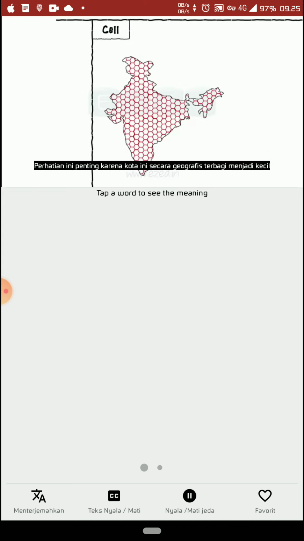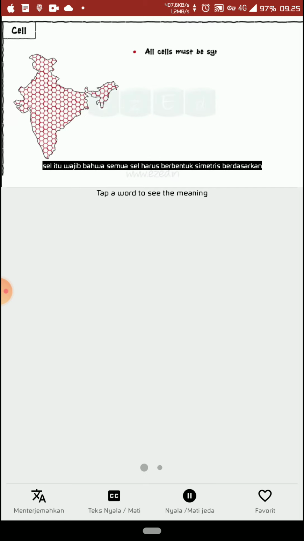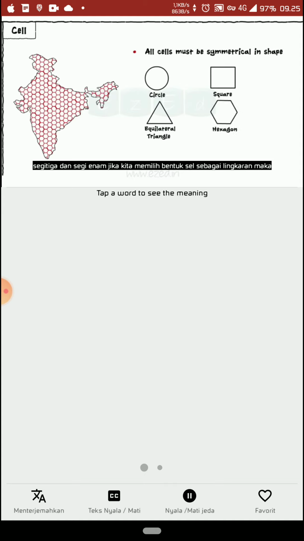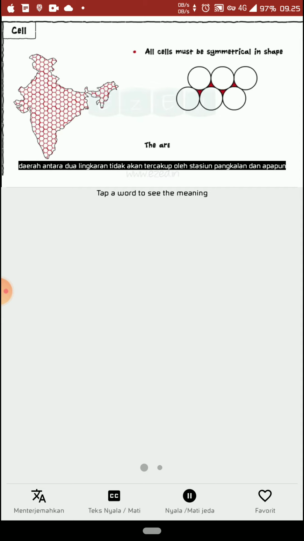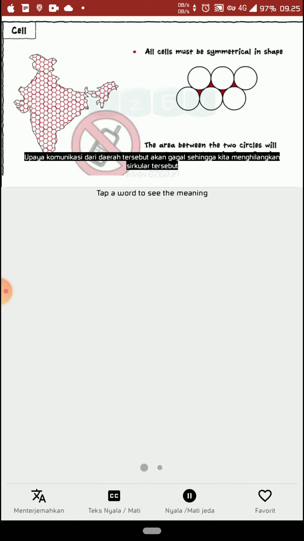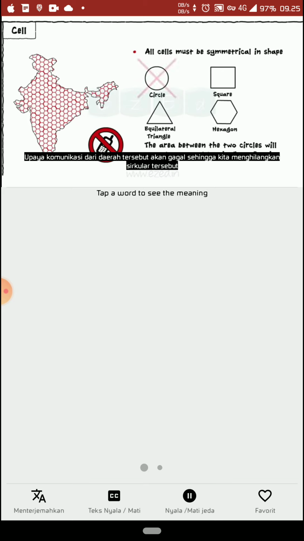As the city is geographically divided into small cells, it is mandatory that all cells must be symmetrical in shape. Based on this, we have four geometrical shapes: circle, square, equilateral triangle, and hexagon. If we select the shape of a cell as a circle, then the area between the two circles will not get covered by the base station, and any attempt of communication from that area will fail. Thus, we eliminate the circular shape.